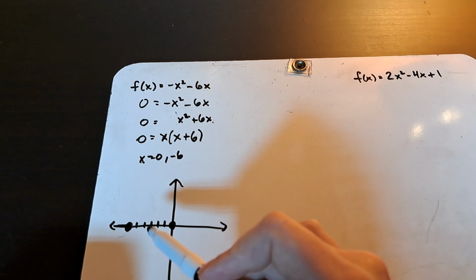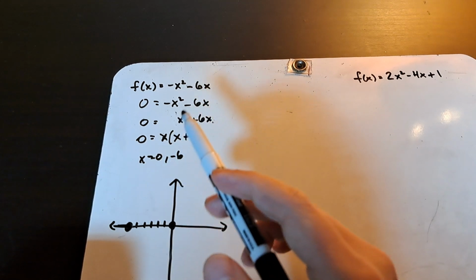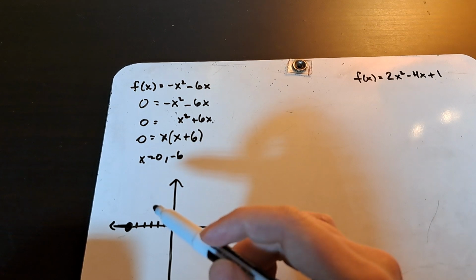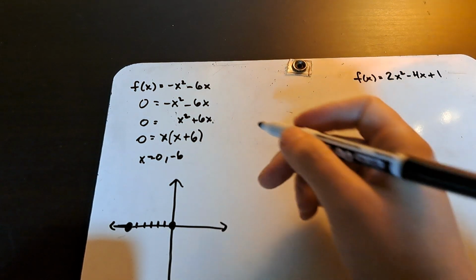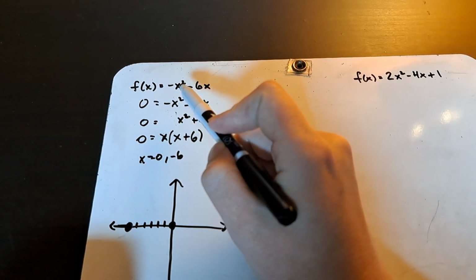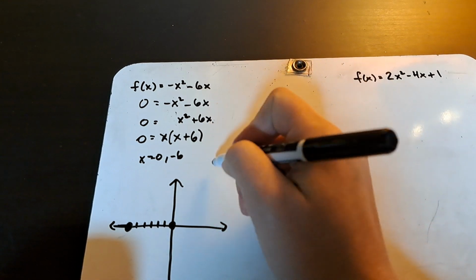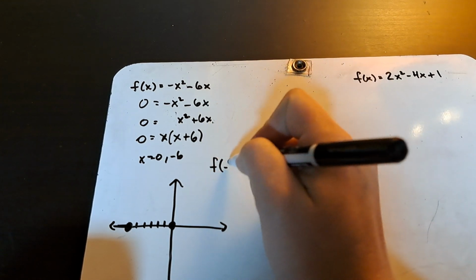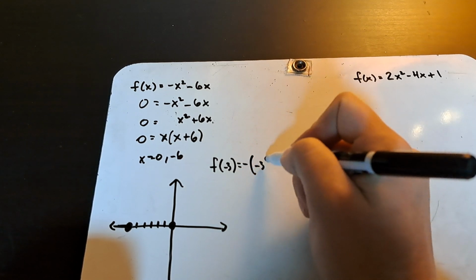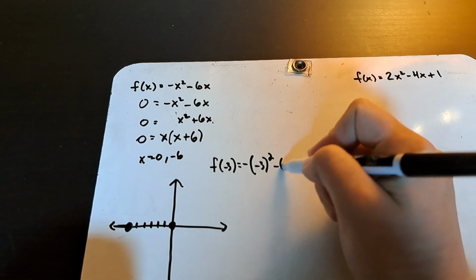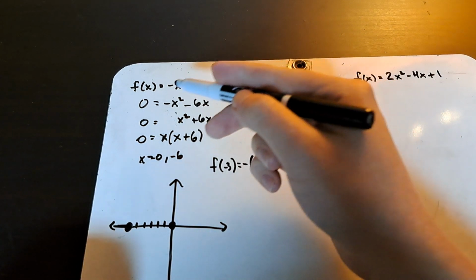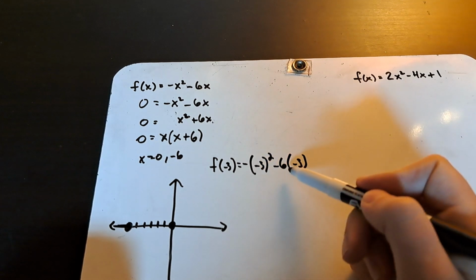So I know that wherever the output of this function is at x equal to negative 3 is going to be the output of the function. And so when I plug in negative 3 into this function here, f of negative 3 is equal to negative 3 squared minus 6 times negative 3. All I did is just plug in negative 3 for x here, and I'm trying to determine its output.